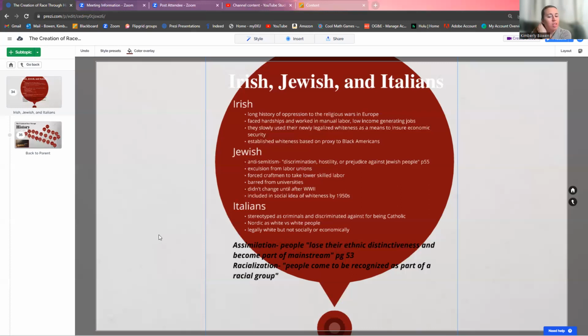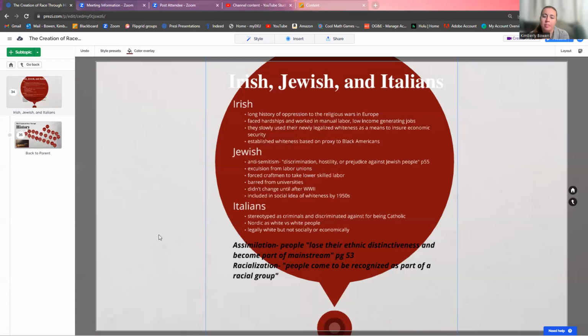For Jewish individuals, there was a lot of anti-Semitism, which is considered discrimination, hostility, or prejudice against Jewish people. There was a lot of that. There was a lot of exclusion from labor unions. There were a lot of forced craftsmen to take over lower skilled jobs instead of the things they had been trained in, say, taking manufacturer work or work that was key to agriculture, as opposed to taking jobs in the actual trades that they were trained in.